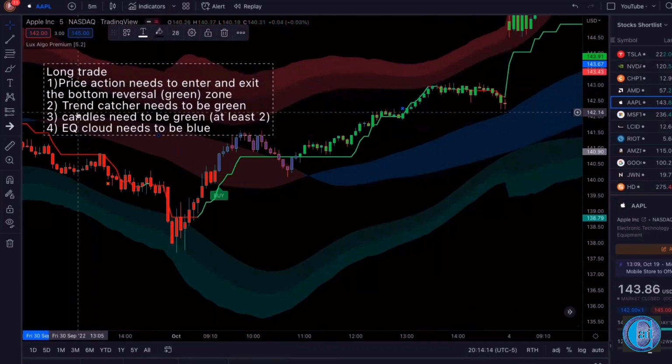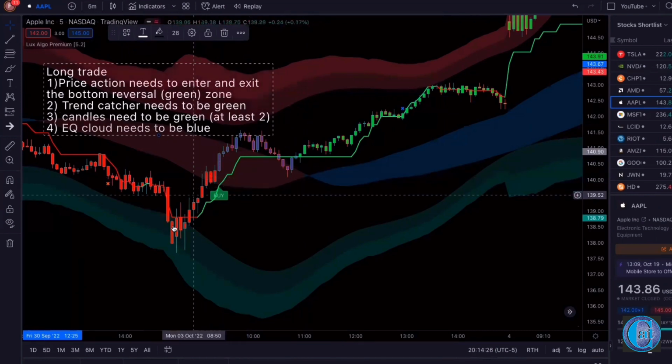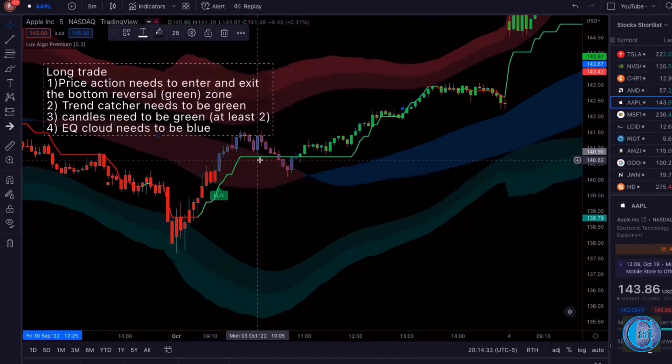You want all four of these things to line up. And again, trading is about finding the right spots. It's not about just being an action junkie and just wanting to trade as often as you can. You got to pick your spots. So here, the buy signal comes here, but this is not where we're getting in. The trend catcher is green. We're waiting, we're waiting, we're waiting. Boom. Green candle. But the EQ cloud is still red.